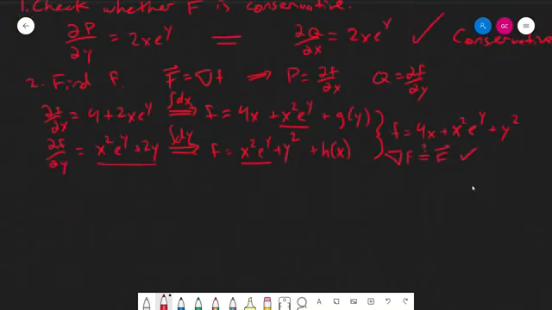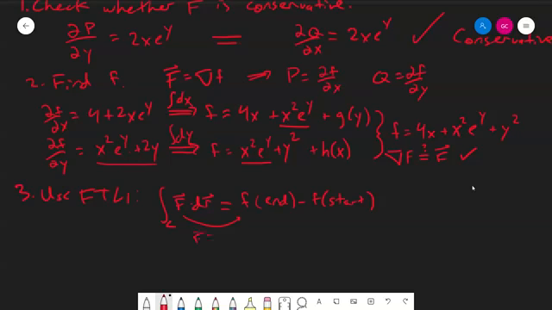Okay, so I have my little f, so now what's the point? Well, now we're going to use the fundamental theorem of line integrals, which says that if what you're interested in is this line integral, you can just take little f of the end point minus little f of the start point. Right? And this happened exactly because capital F was the gradient of little f. Okay, well, I need to know what the end point and the start point are then.